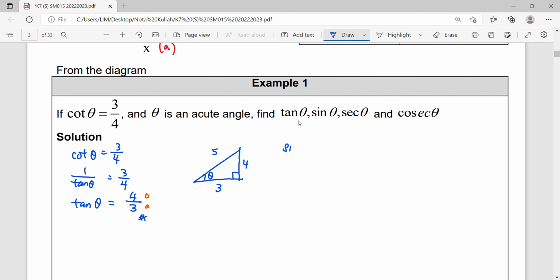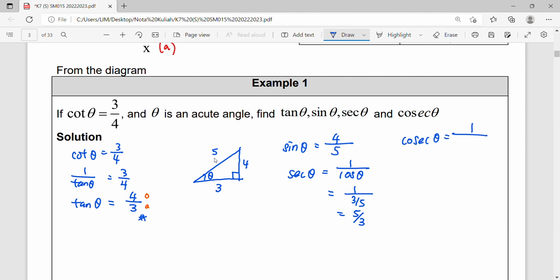So how about your sine theta? Opposite over hypotenuse. Secant theta is 1 over cos. Cos is adjacent over hypotenuse, 3 over 5, so it will be 5 over 3. Then cosecant theta equals 1 over sine. Sine is 4 over 5. Inverse it, you get 5 over 4. Okay, so this is how we find all the trigonometric values using a right angle triangle.